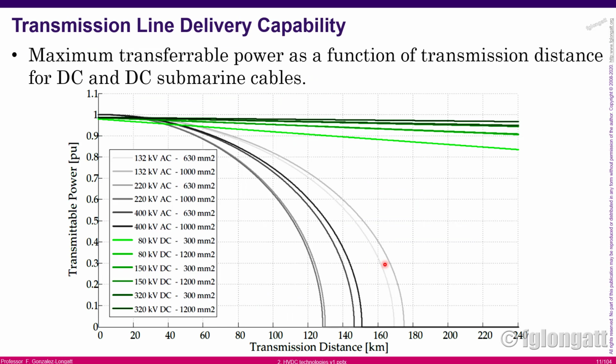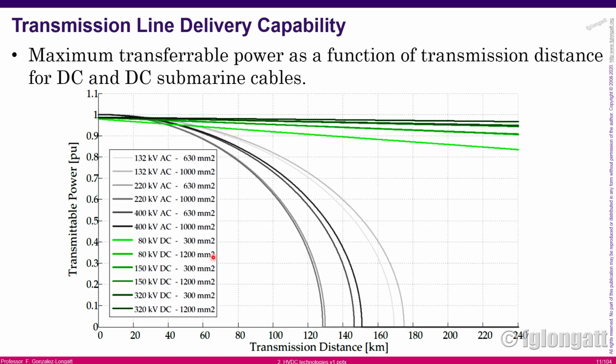Here in the next slide, I have something similar to my previous plot. Here you can see the maximum transferable power that you can obtain using a transmission line, based on the distance, okay? The horizontal axis is basically kilometers, and the vertical axis is per unit, referred to the transmittable power, okay?